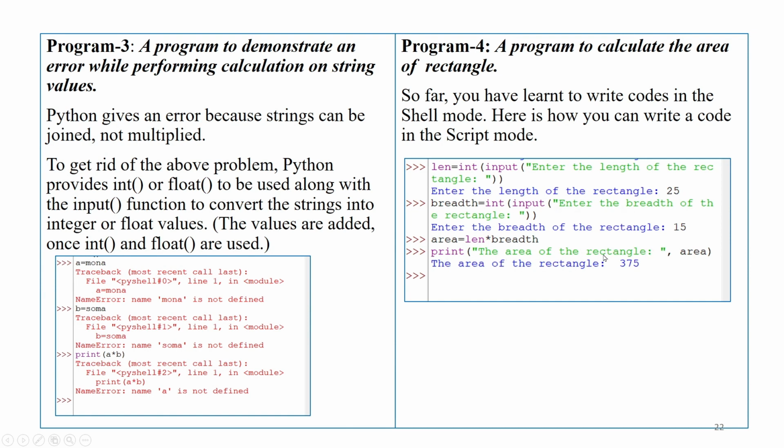Now print the area of the rectangle. This will be printed as it is, since it is in double quotes. Then comma, I have put area variable here. So after the area of the rectangle, one space, and area is written, so it will print the value of area which we get after multiplication of 25 and 15. So the area of the rectangle is 375.